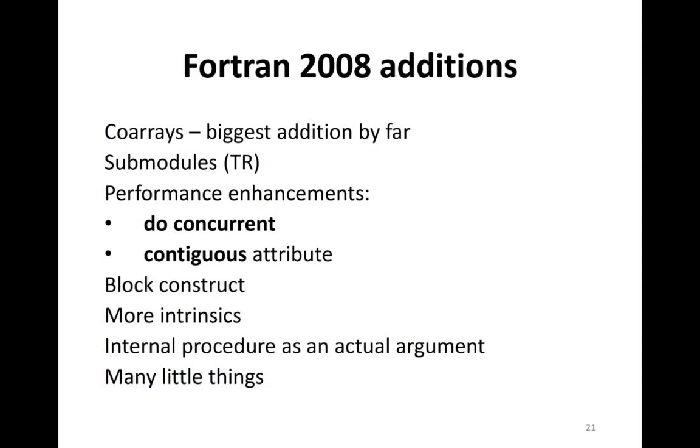Now, we also had some performance enhancements, do concurrent and the contiguous attribute, both things to enable more execution speed of simple constructs. The block construct allows local declarations of objects, with some more intrinsics, and internal procedures were allowed as an actual argument. Something I've always wanted as a writer of library code, in order to be able to pass a procedure to us, the library writer, in a convenient way. Lots of little things.